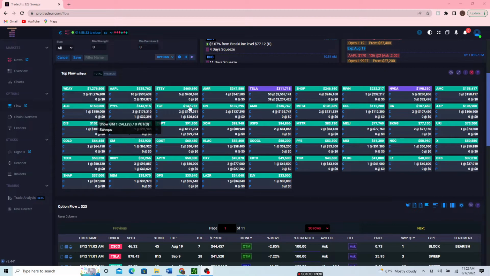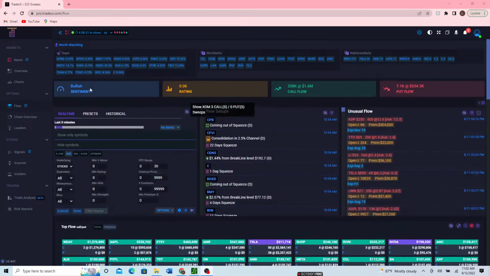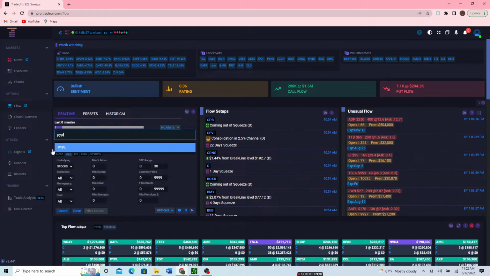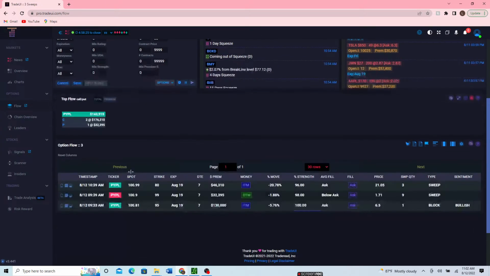And what caught my attention up here in the sweep section was actually PayPal. So PYPL, I'll show you the actual sweep that caught my attention this morning. This contract right here with 7 days to expiration, when PayPal's at $100.81, caught my attention to start looking at it. It was a block trade and it was issued at 9:33, right at the open. So that tells me there was some bullish action going on.